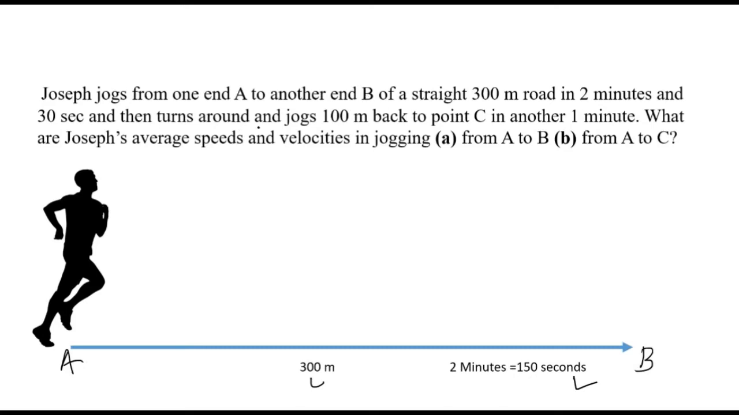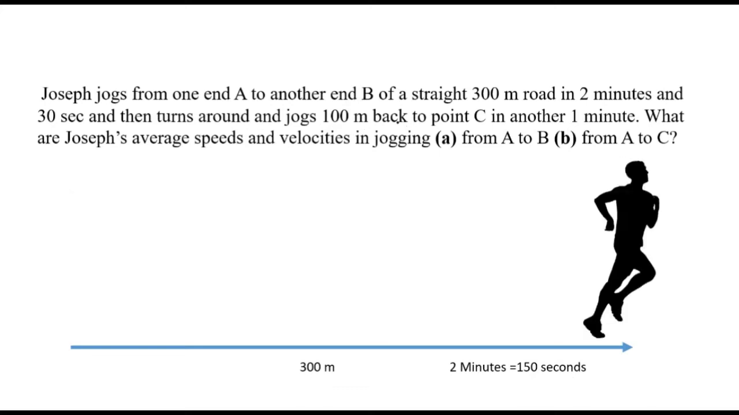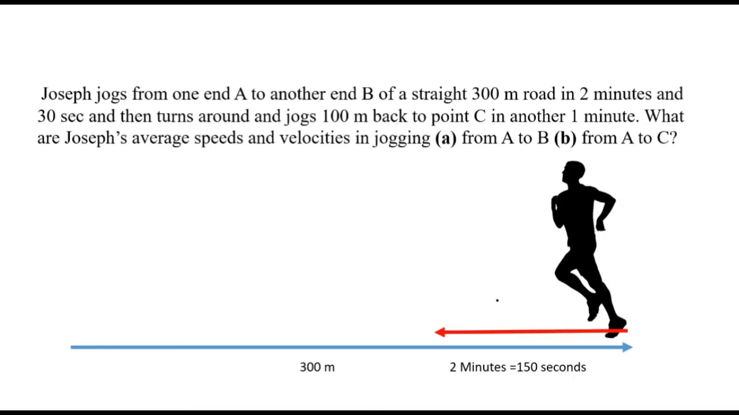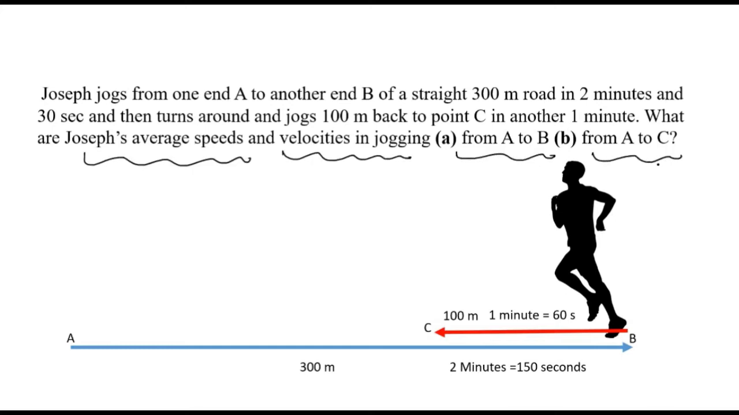Then he turns around and jogs 100 meters back to point C, right? So this distance is 100 meters and he takes time 1 minute, which is equal to 60 seconds. And what is this point called? It's C, right? So once again, he goes from A to B and then comes to C. What are Joseph's average speed and velocities from A to B and from A to C?